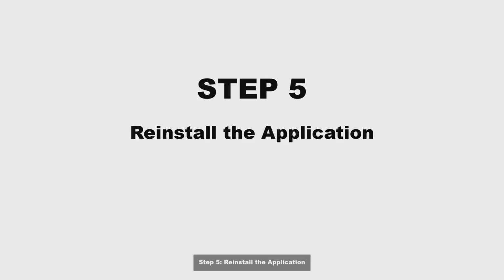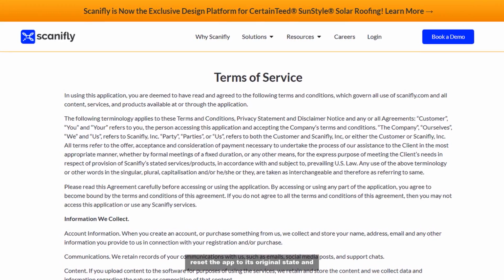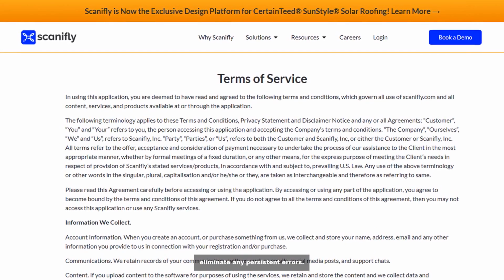Step 5. Reinstall the application. If the issue persists, uninstall Scanifly and then reinstall it. This process can help reset the app to its original state and eliminate any persistent errors.